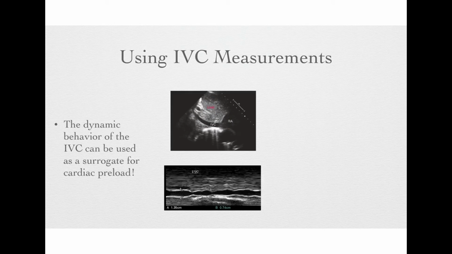A good way of assessing respiratory variability of the IVC diameter relies on the M mode. So we can map the diameter of the inferior vena cava over time. In a spontaneously breathing patient, inspiration causes negative intrathoracic pressure, which pulls blood from the inferior vena cava into the right atrium and causes the IVC to collapse. So this is inspiration. Whereas in expiration, the opposite happens and the IVC dilates. So expiration, inspiration, expiration, and inspiration.